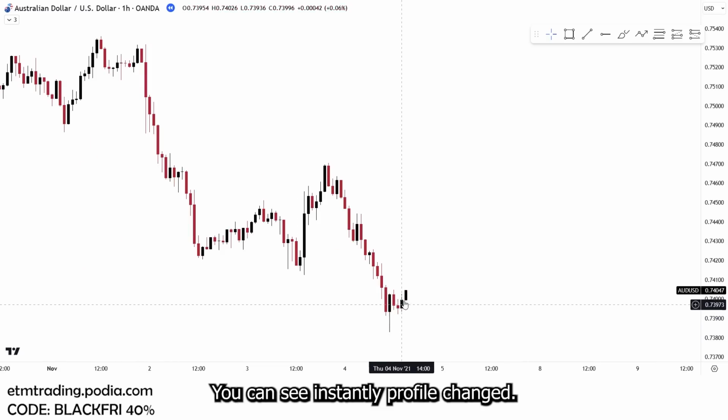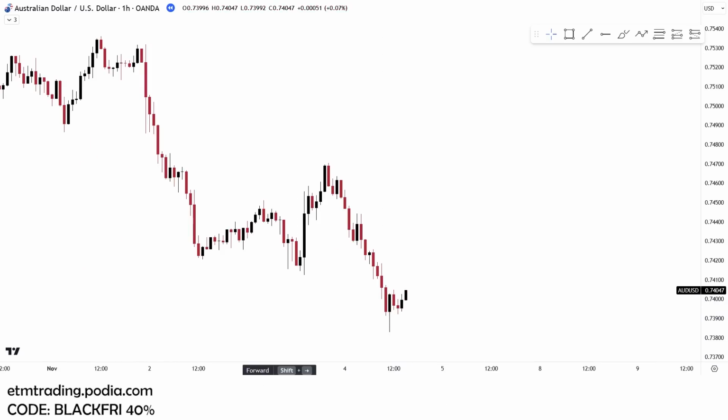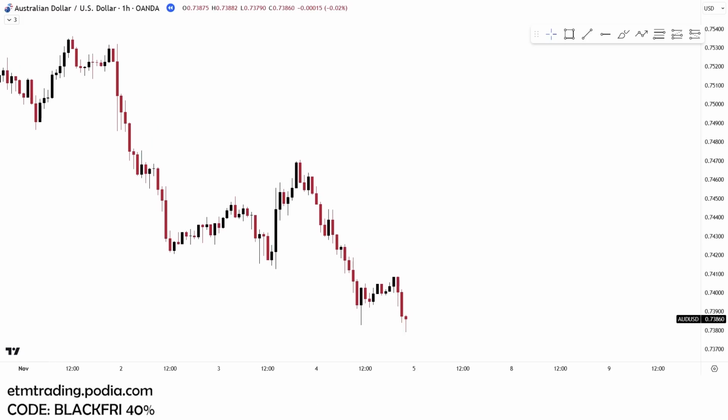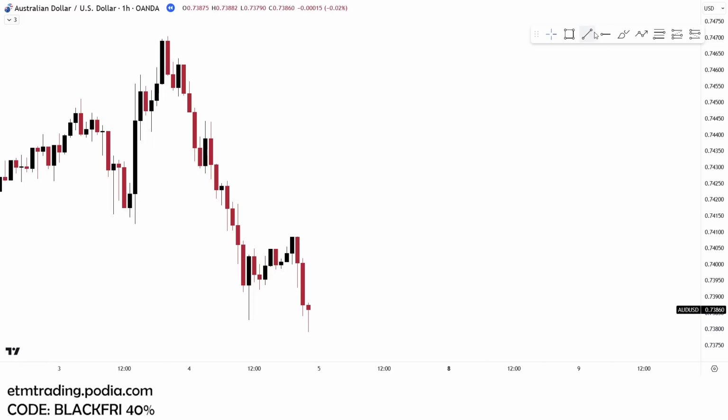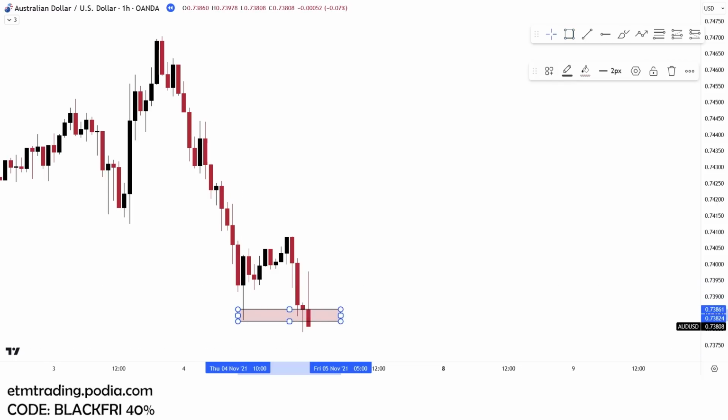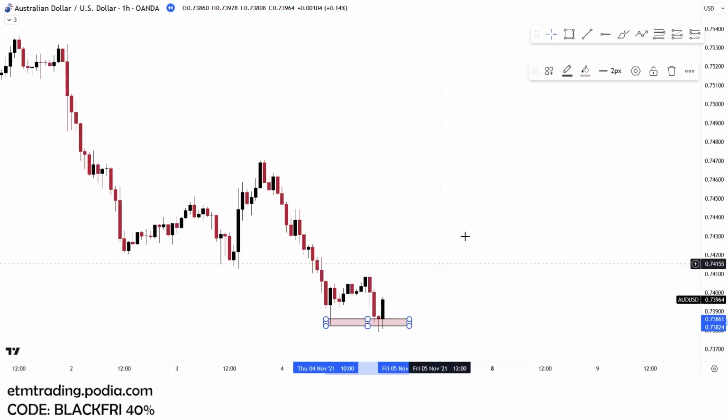You can see instantly the profile changed. So the range is a lot tighter. What do we have here? We have a rejection. See if it closes below or, okay, so now you have a rejection.